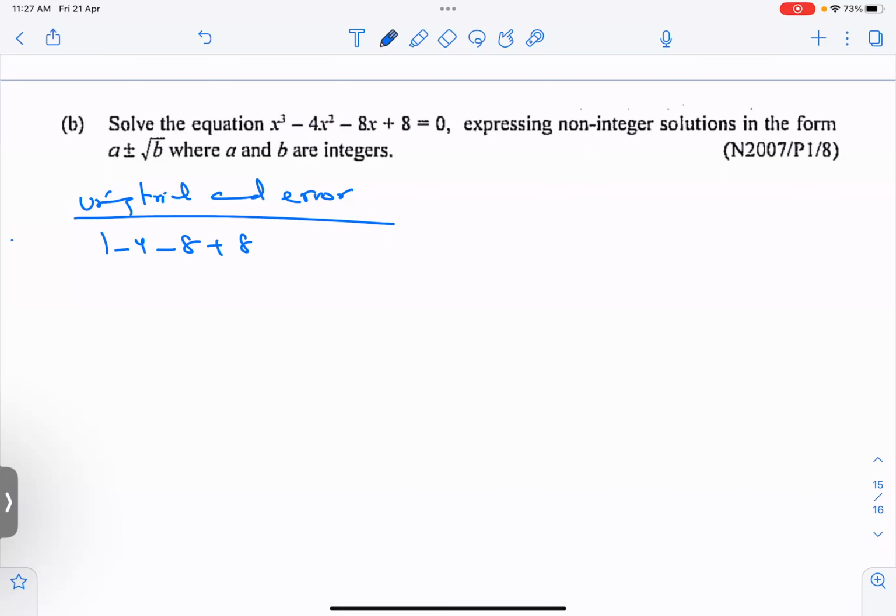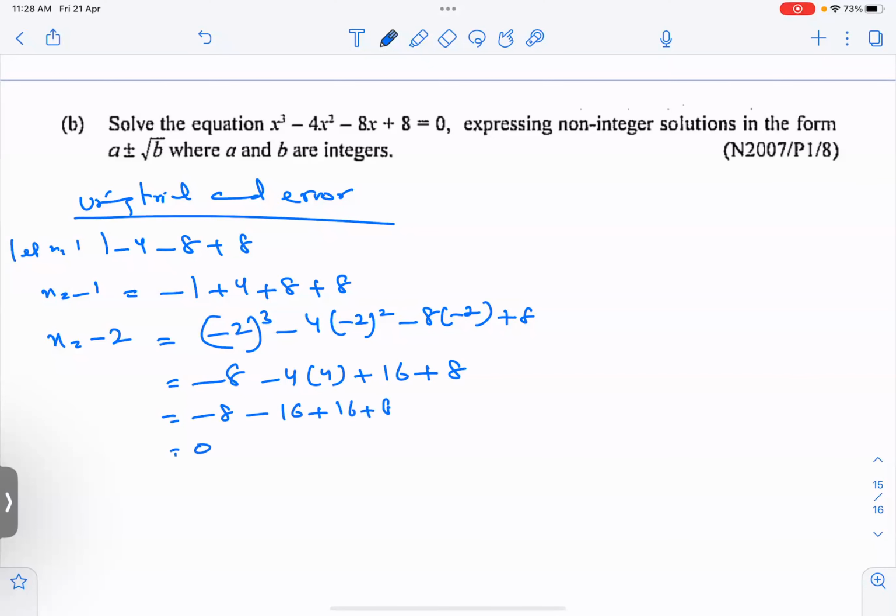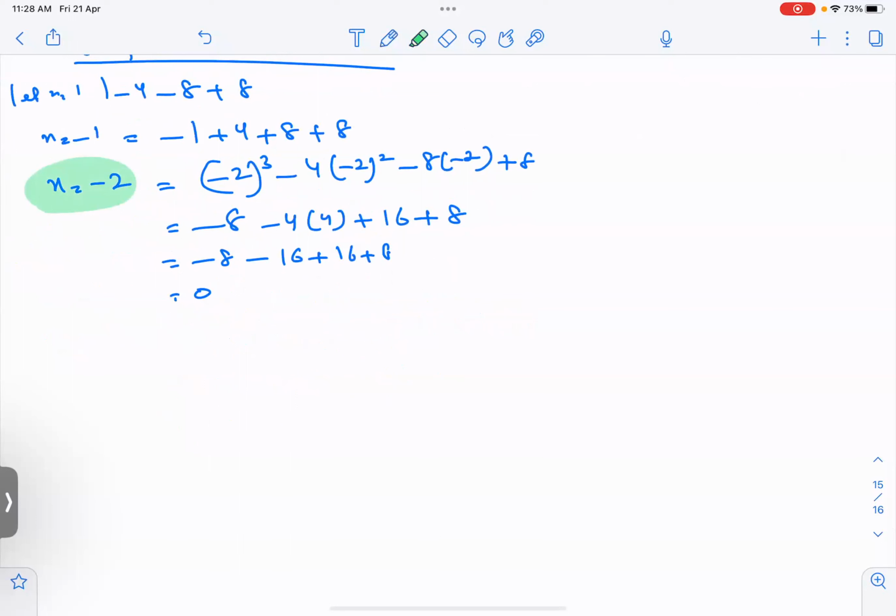If I plug in x, I'm writing let x equals to 1, let x equals to minus 1. If I plug in x as minus 1, I'm getting minus 1 plus 4 plus 8 plus 8. This is also not giving me a 0. Let me plug in x equals to negative 2. It will be negative 2 cube minus 4 into negative 2 square minus 8 into negative 2 plus 8. Let's see. Minus 8 minus 4 into 4 plus 16 plus 8. So I'm getting minus 8 minus 16 plus 16 plus 8. So I'm getting a 0. That means one solution is x equals to negative 2.